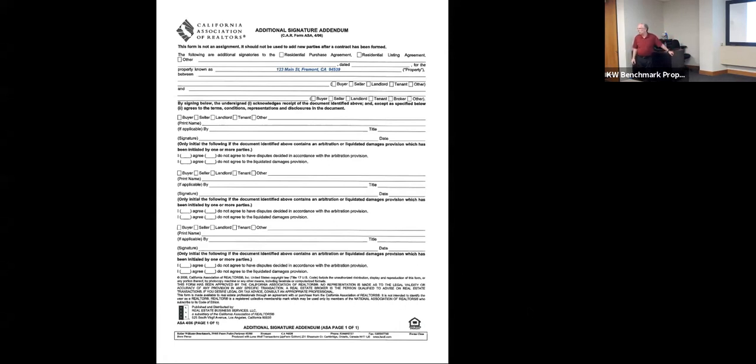So just mark other and RLA will be typed there, or mark RLA and other. At the listing side, all you're doing is the RLA, typically. They're not completing disclosures at the time you take the listing. You're generating the disclosures after that, and you're creating the ASAs for those disclosures as another process.